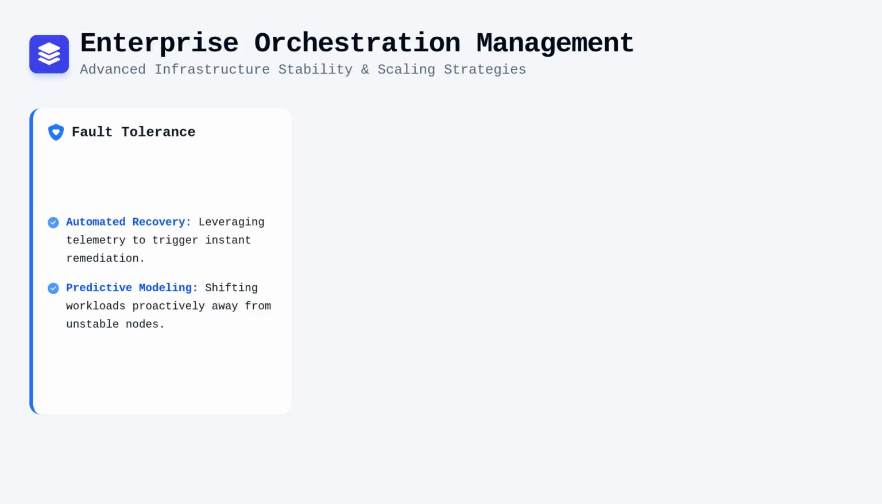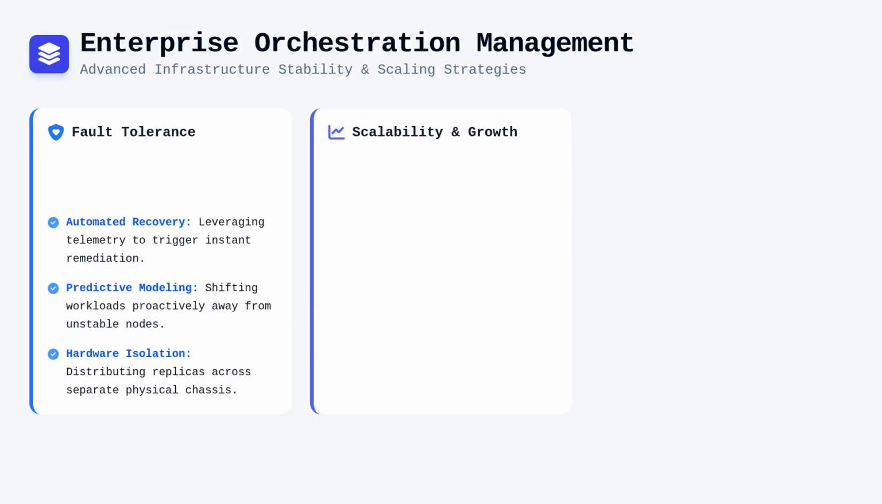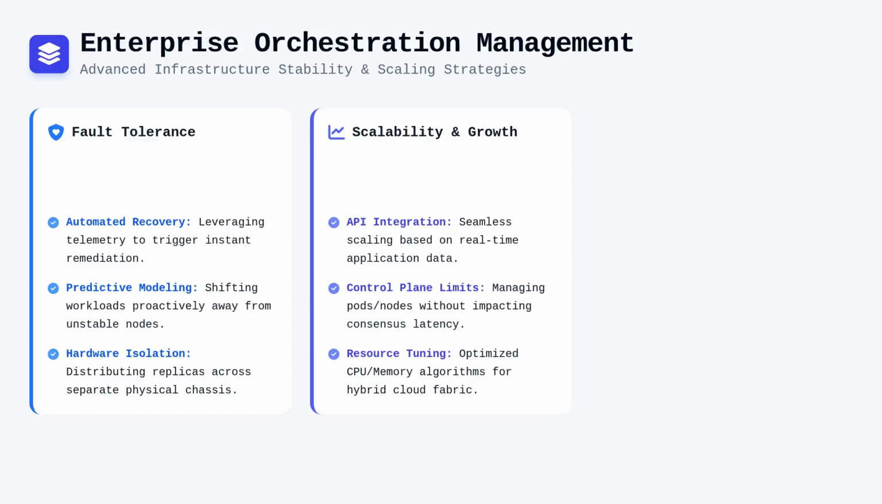You need to internalize the configuration matrices that dictate how replicas are distributed across separate physical chassis to satisfy the requirement for hardware-level fault domain isolation. Furthermore, the integration of API utilization within these tools is what allows for the seamless scaling of infrastructure components in response to application telemetry data. When we discuss scalability limits, we are referencing the maximum number of pods, services, and nodes that an orchestration control plane can manage before latency affects the consensus mechanism.